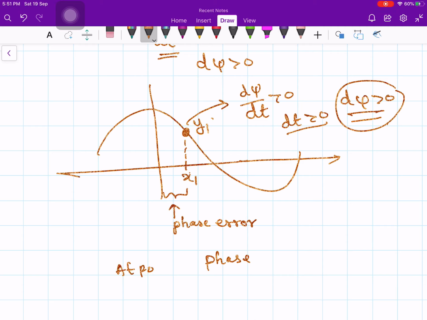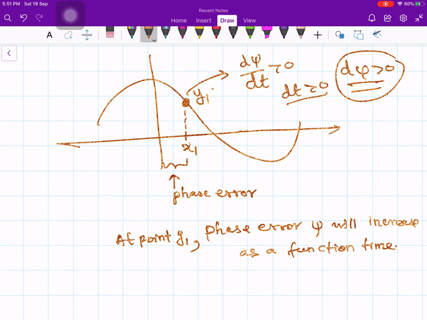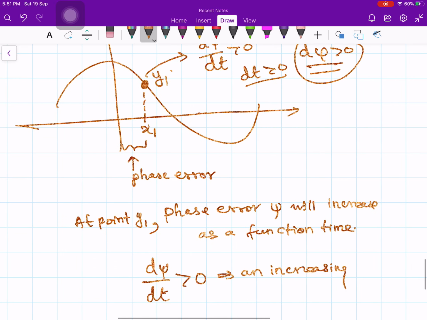At point y1, the phase error psi will increase as a function of time, because the derivative is positive. So, psi of t must increase as a function of time. So, slope is positive. So, this will imply an increasing value of psi of t. So, d psi by dt is greater than 0, which implies an increasing value of psi of t.